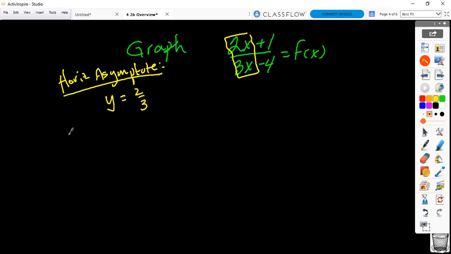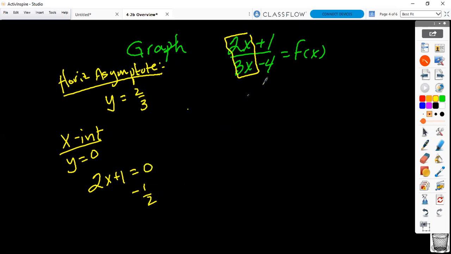Let's talk about the x-intercept. Remember, that's y equals 0. So when does a fraction equal 0? Fraction equals 0 when the numerator is 0. So when does 2x plus 1 equal 0? Negative 1/2. So my x-intercept is at negative 1/2.